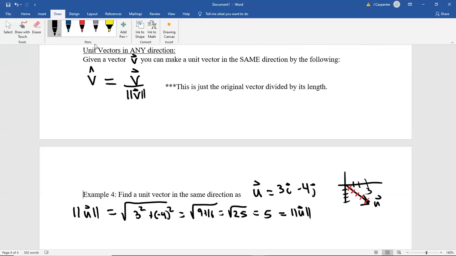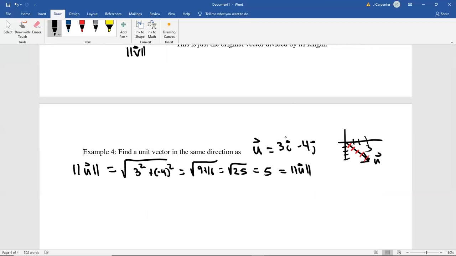That's it. That's all we got to do is just divide by that number. Just take the original vector and divide it by its length. This was the original vector, 3i minus 4j.